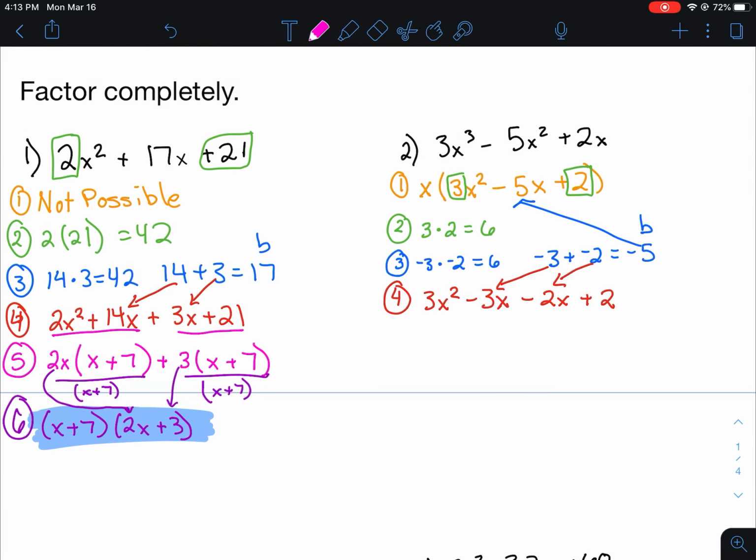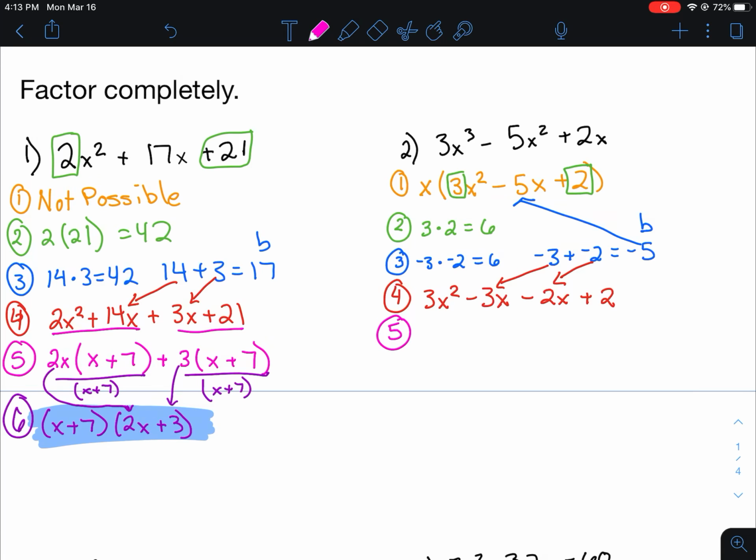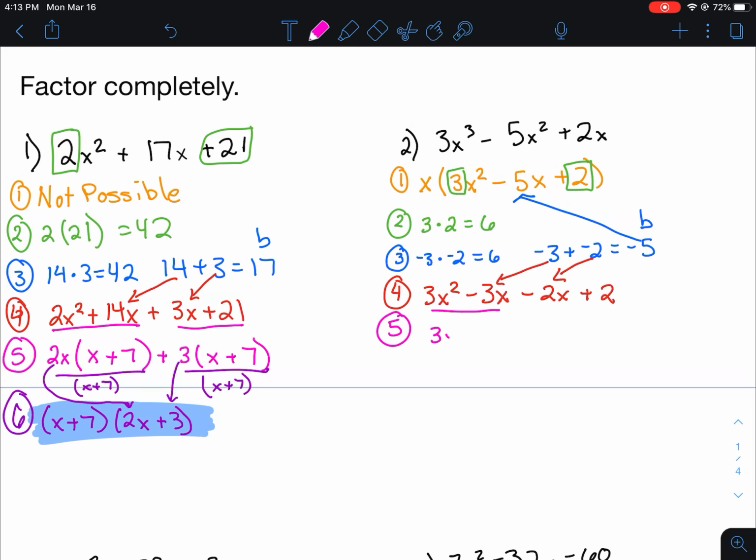My next step is to find the greatest common factor between my first two terms. So when I look at 3x squared and negative 3x, the greatest common factor there is 3 and x. When I divide 3x squared by 3x, I am left with just x, or 1x, and negative 3x divided by 3x is just negative 1. Don't put 0 there because 3x divided by 3x is 1.